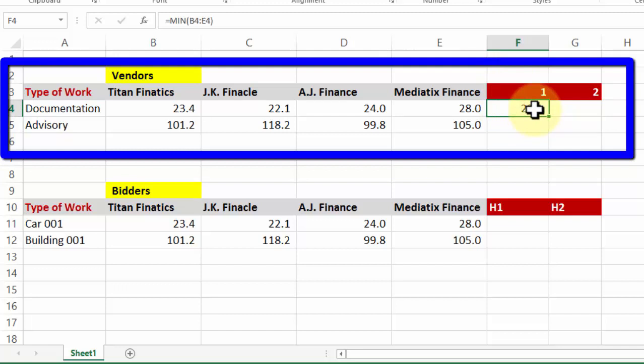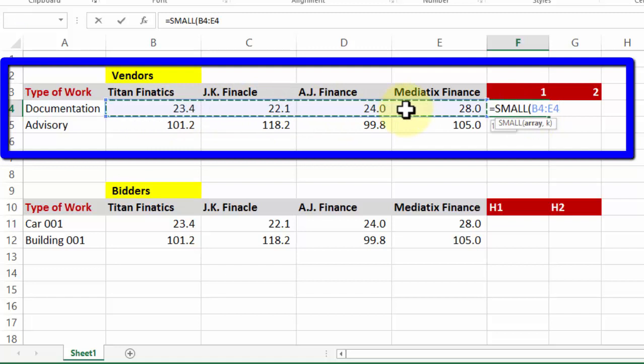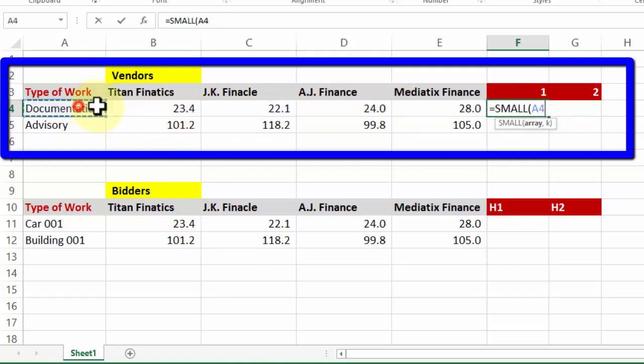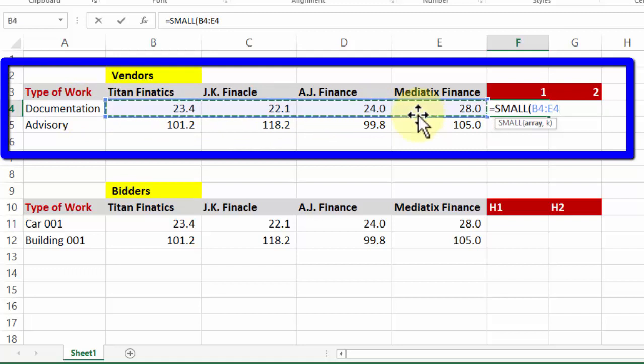For this, I have a formula for you called SMALL. The SMALL formula asks for two things. One, it needs an array where the numbers are present. Notice I have not chosen the text value. I've just chosen the four numbers in this case. I put a comma and then it asks me, do you want the lowest price, second lowest price? So I need to give a digit, 1 indicating L1.